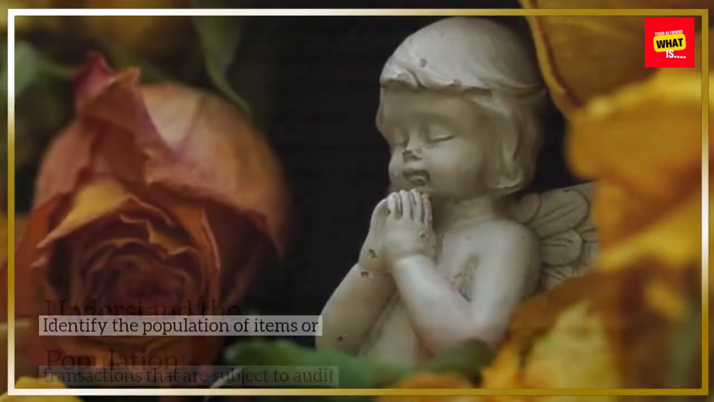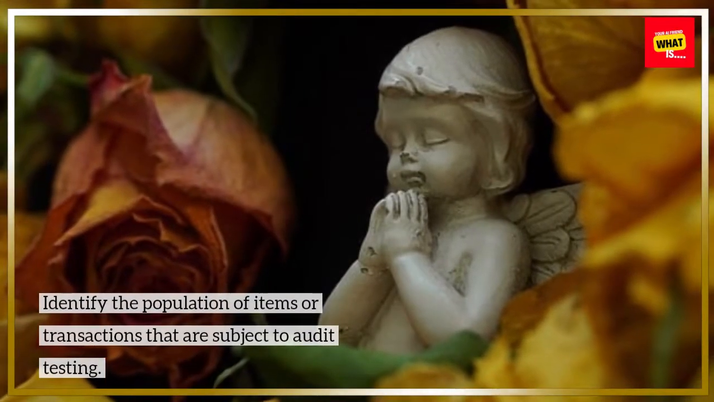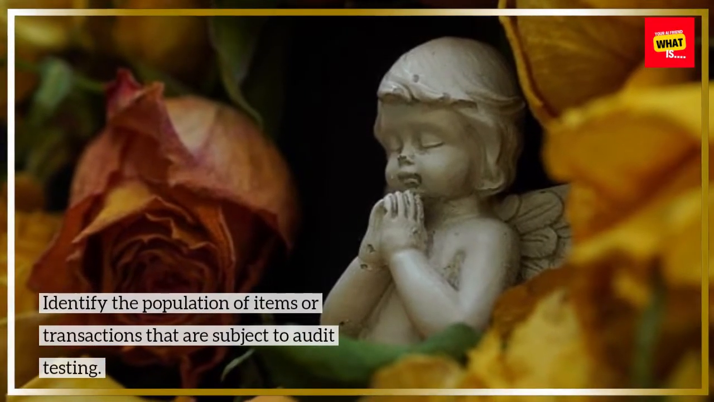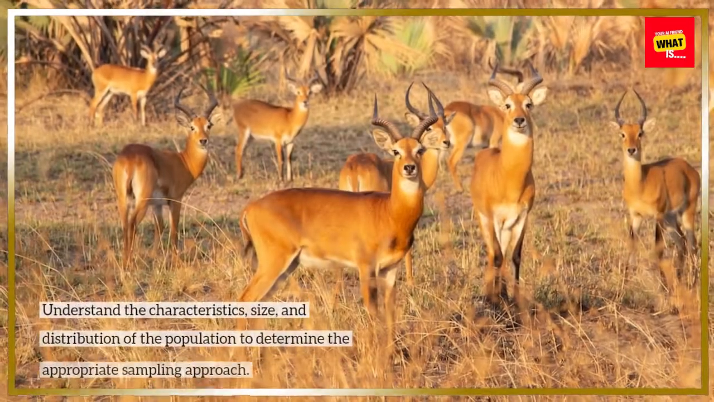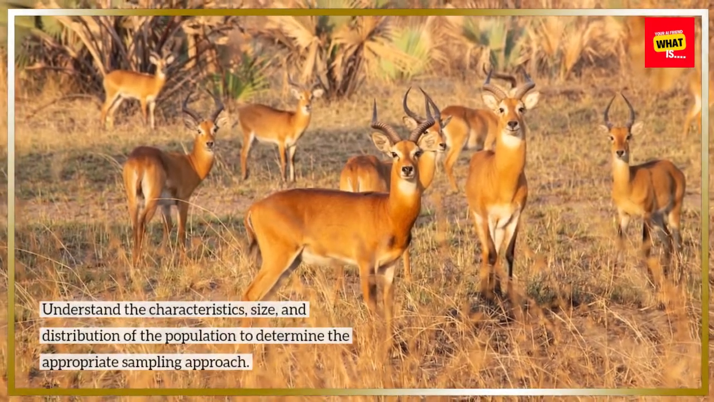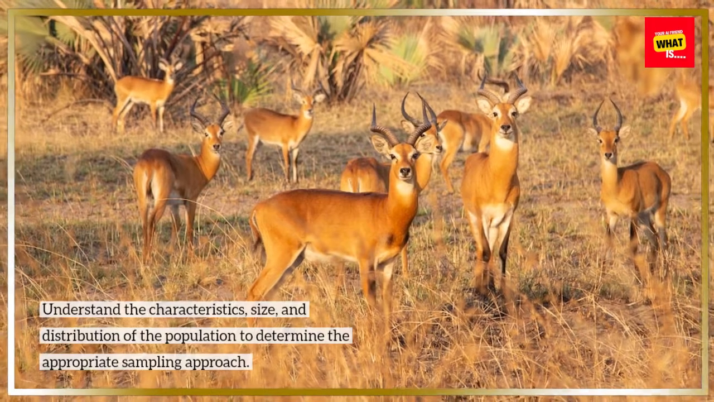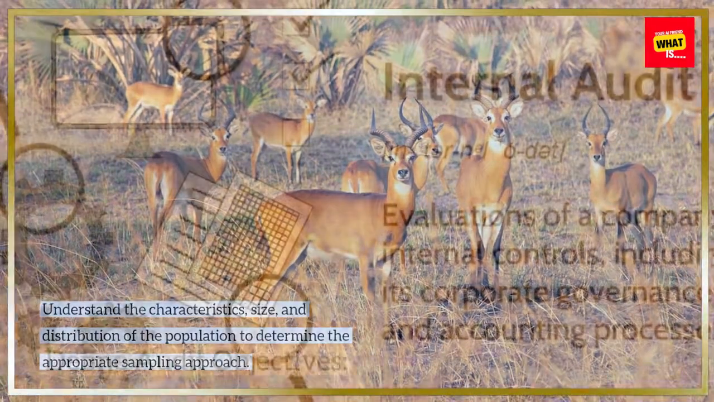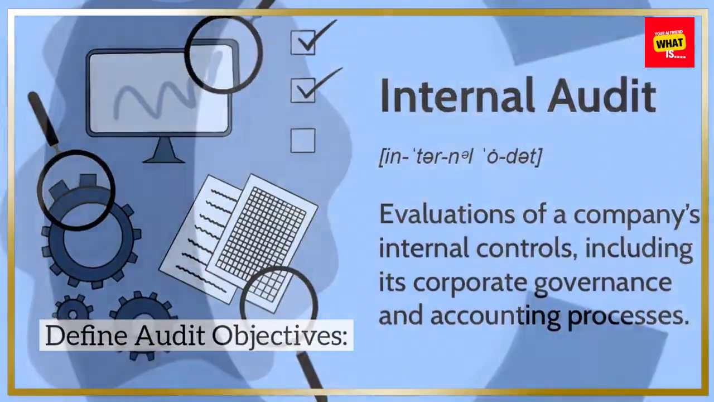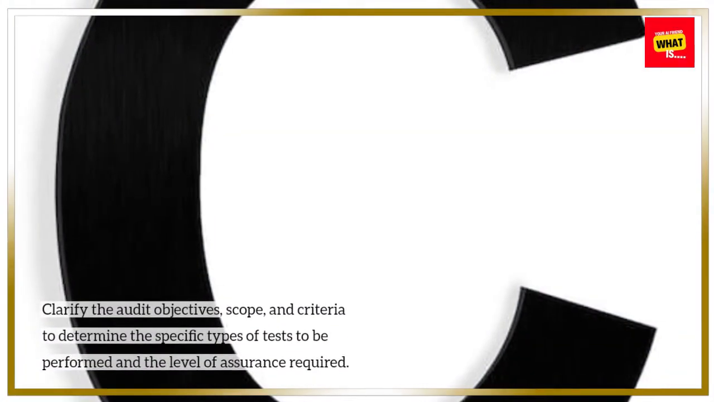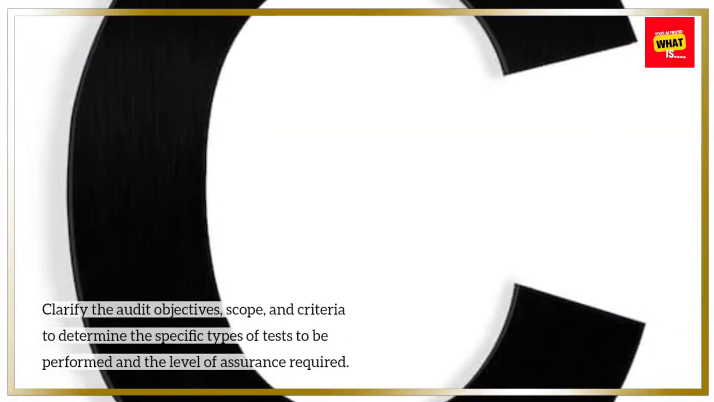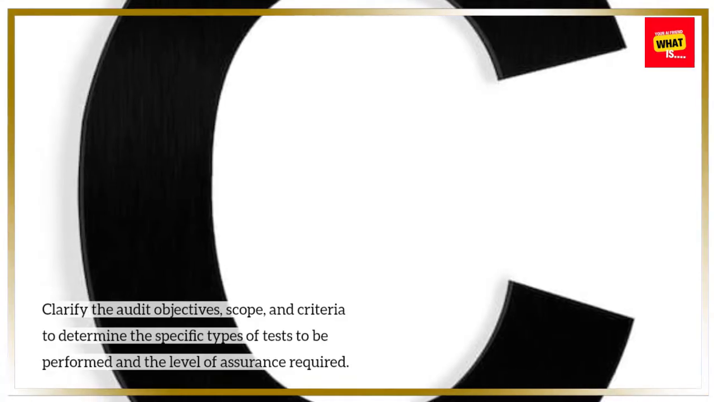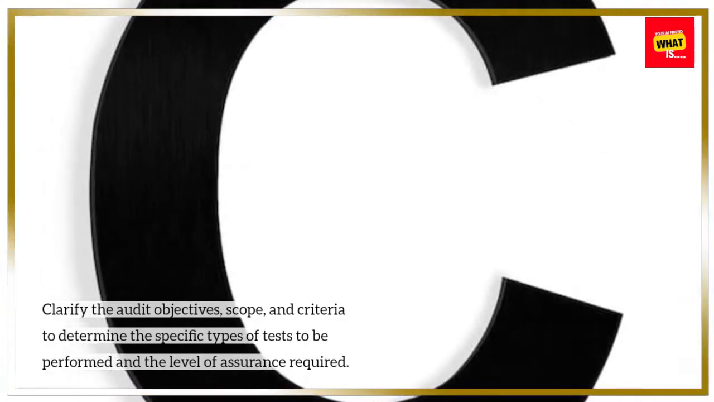Understand the population. Identify the population of items or transactions that are subject to audit testing. Understand the characteristics, size, and distribution of the population to determine the appropriate sampling approach. Define audit objectives. Clarify the audit objectives, scope, and criteria to determine the specific types of tests to be performed and the level of assurance required.